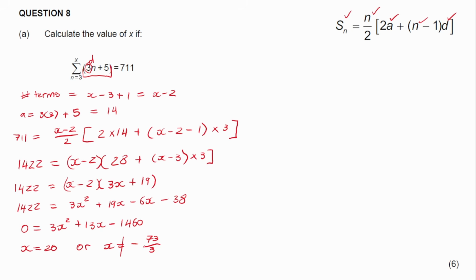We know that this is not valid because this number here at the top has to be a positive integer. Okay, so it has to be a natural number. So we know that this is not valid. So this is the only valid answer for x. x is equal to 20.